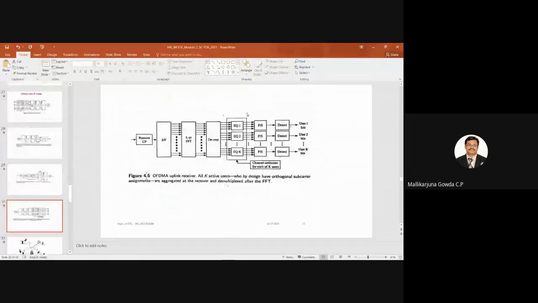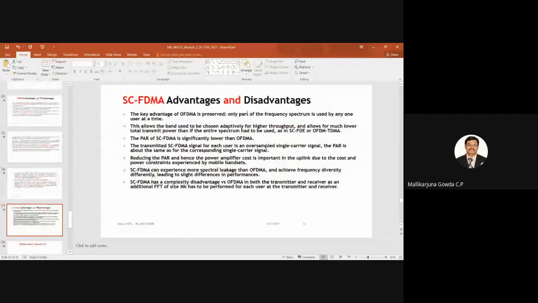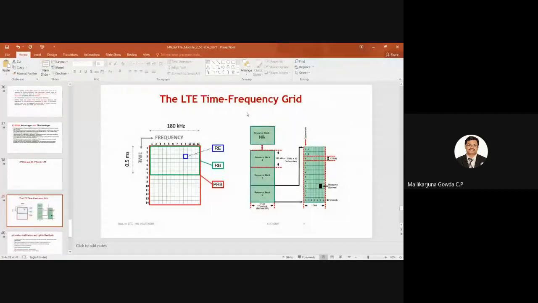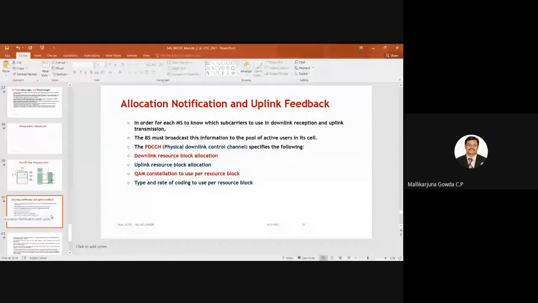Okay, so with that understanding of LTE time and frequency, I think I will take up the rest in the afternoon class: how we do the allocation notification, what type of feedback is used, and how the mobile station will come to know which subcarrier or which resource block is to be used. So let me discuss this in the afternoon class.